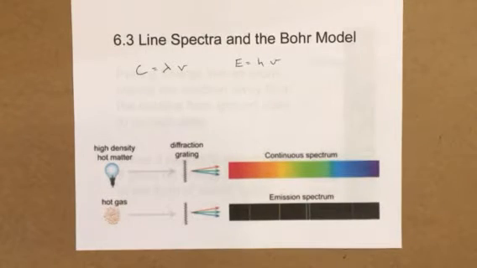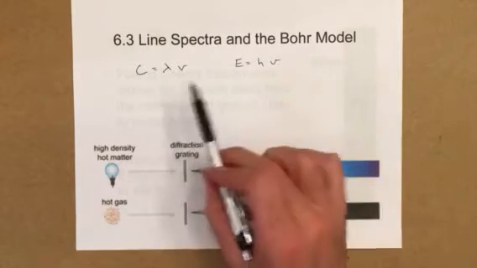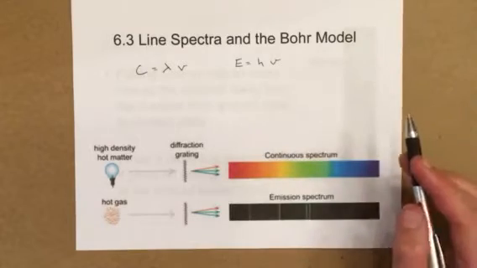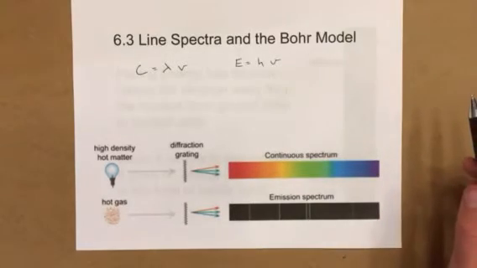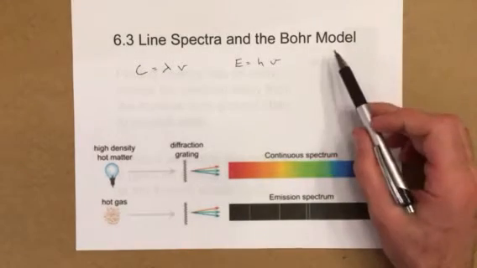Welcome back, Marauders. This video is 6.3, line spectra and the Bohr model. In this video, we're going to take a look at the line spectra, mainly from hydrogen, but from any element, and how that's used as evidence for the Bohr model.